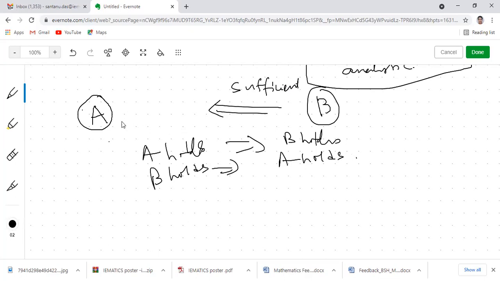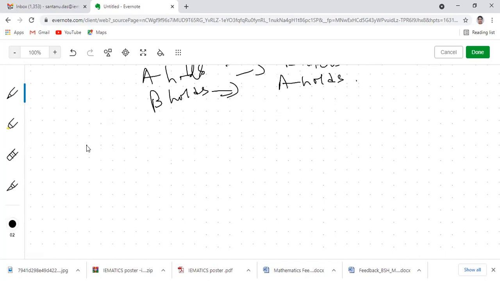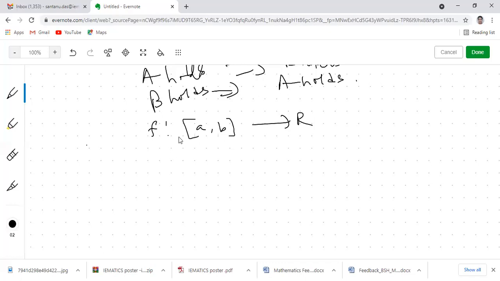Similarly, whenever A holds, if it implies that B will also hold, that is called the necessary condition. I am giving an example for Rolle's theorem since we have studied this. There are two criteria in Rolle's theorem. Let us consider f is a function defined in the closed interval [a, b] to the set of real numbers R. And there are two conditions.